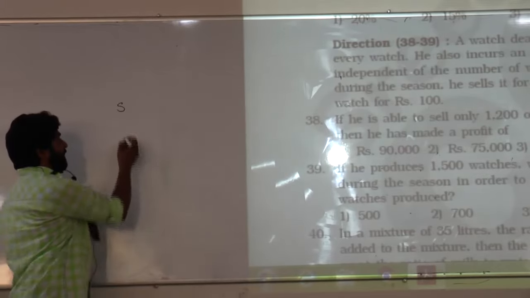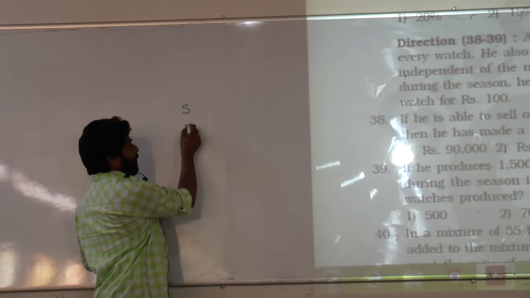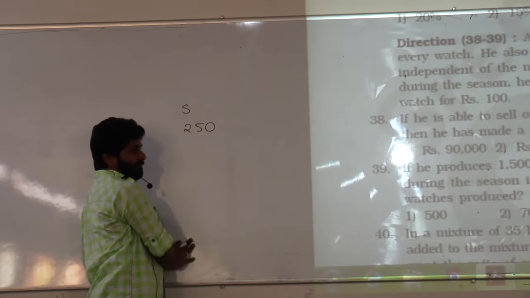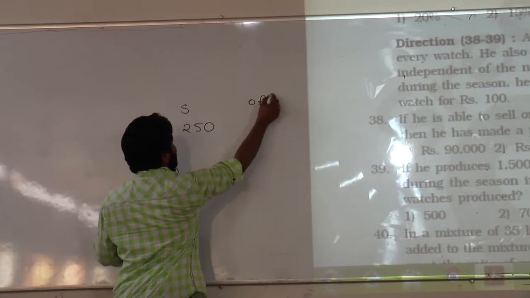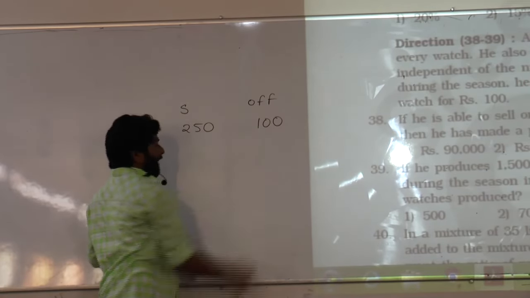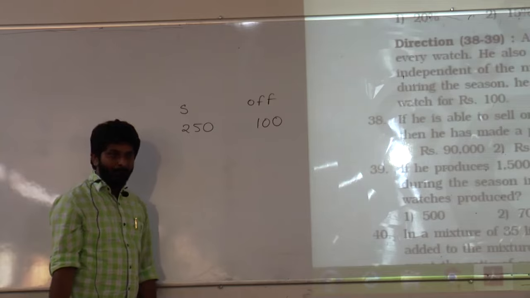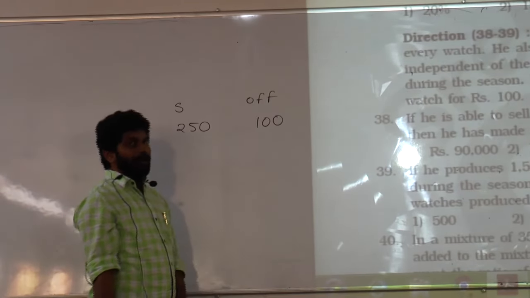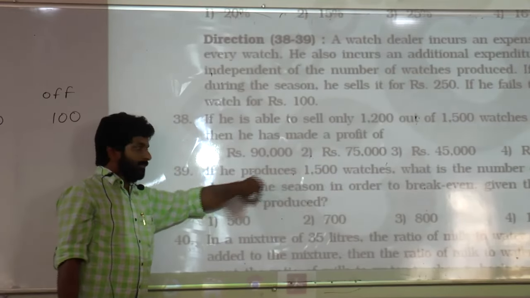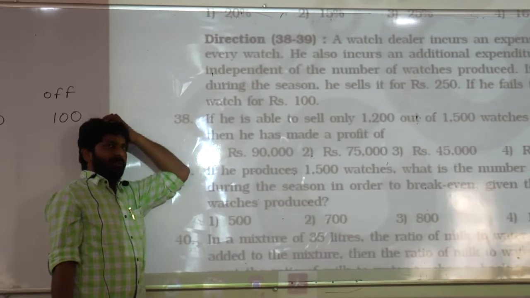During the season, if he sells every watch, he is going to sell it for 250 rupees, and off season he will sell it for 100 rupees. Okay? Now, how many total watches does he have? 1500. Wait a minute. Break even.